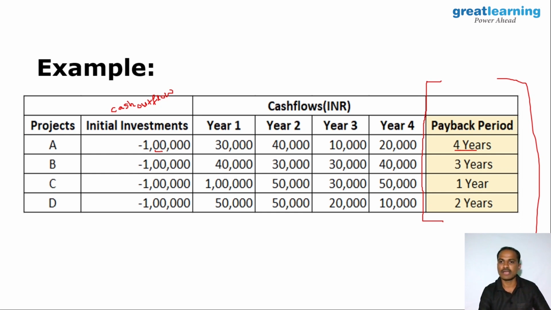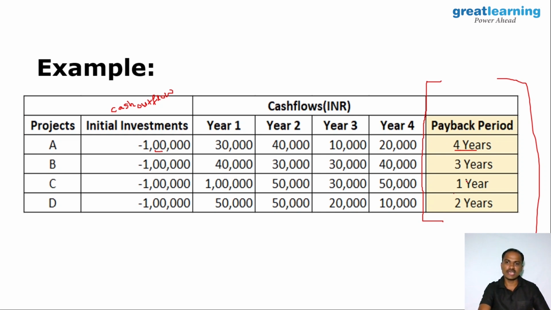If you look at this example carefully, project C has taken the least time, that is 1 year, to recover the initial investment. Okay, and if you see project A, it has taken 4 years to recover the initial investment. In this case, which project is safer and which project is riskier? Right? Project C is safer and project A is riskier.